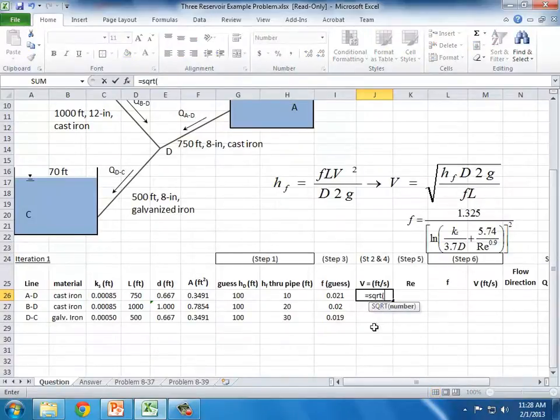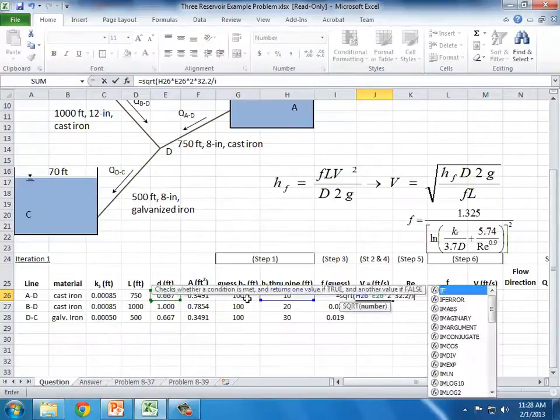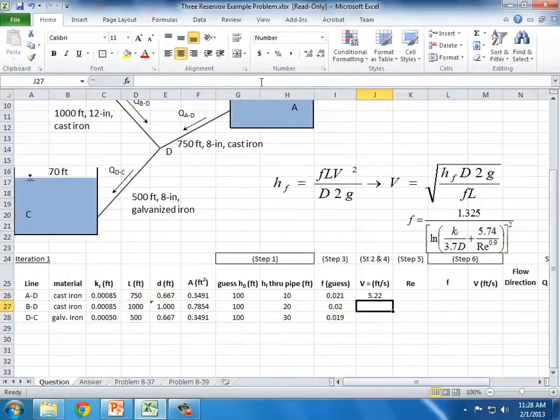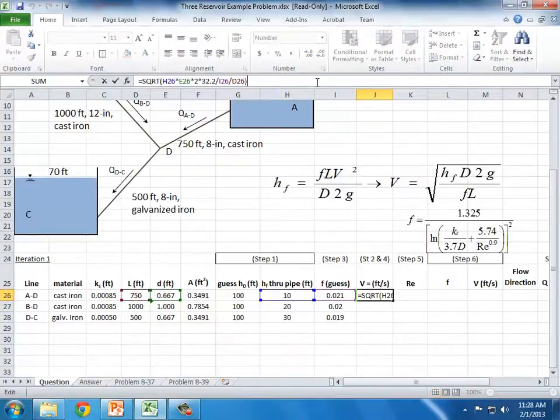Square root of h sub f times the diameter times 2 times g, 32.2 since we're in traditional units, divided by f, which is I26, divided by the length. Okay, I'll pause here for a second and see, does anybody have questions with what we've gone over so far?